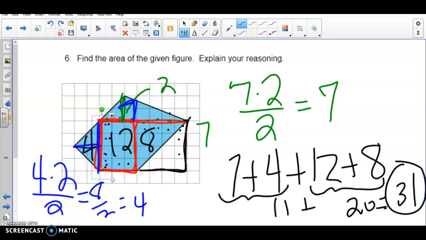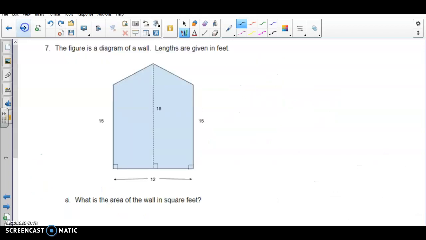Okay. So our next one, number 7. The figure is a diagram of a wall. Lengths are given in feet. So here we go. What is the area of the wall in square feet?